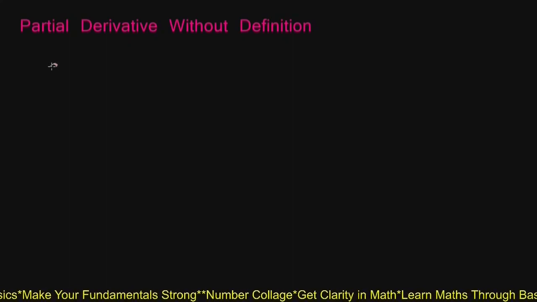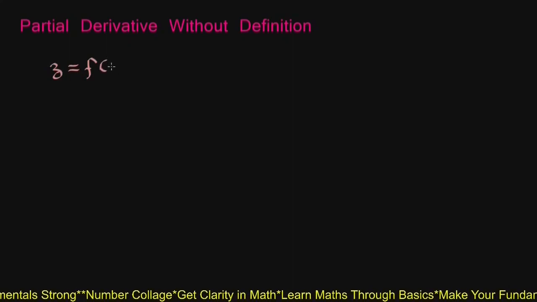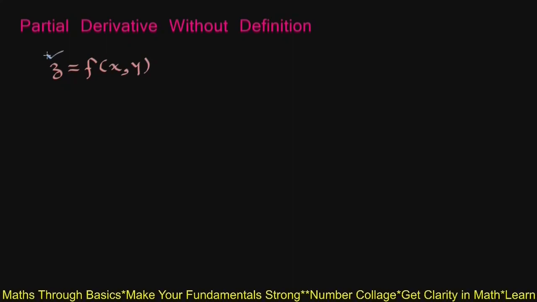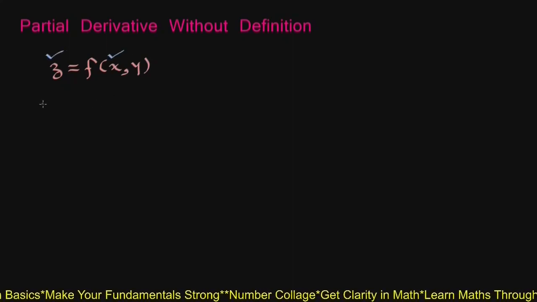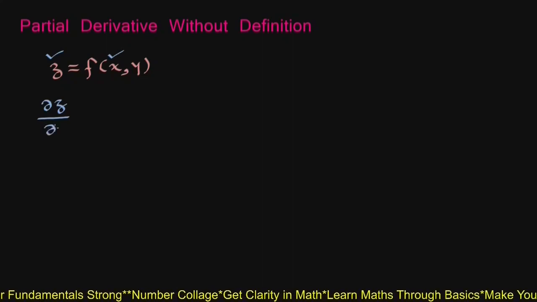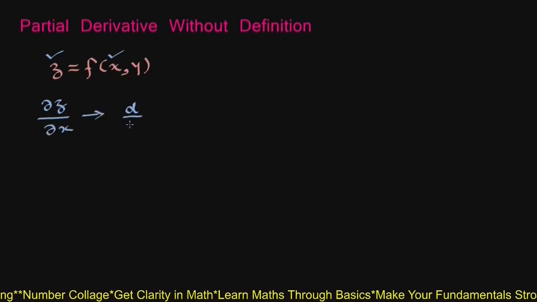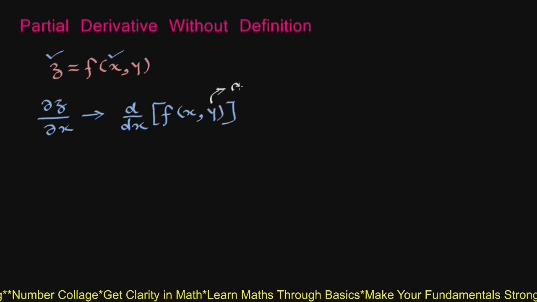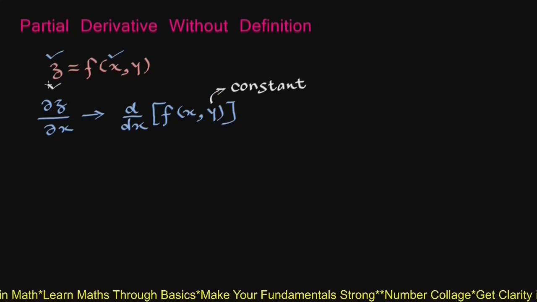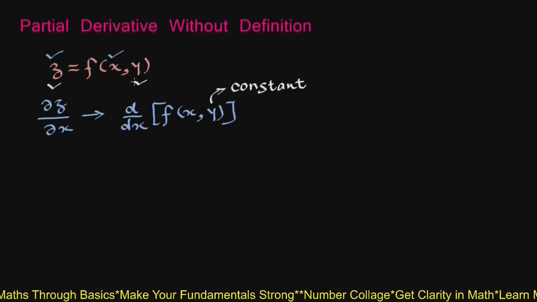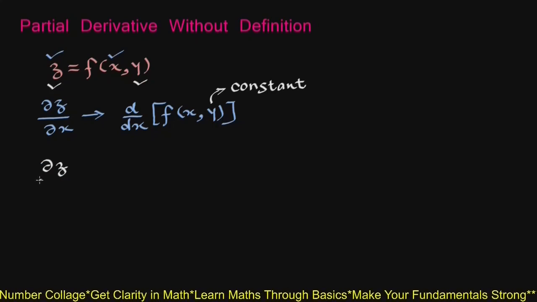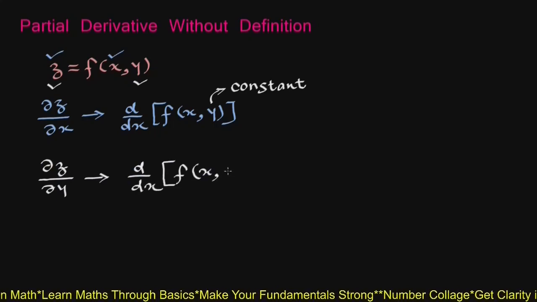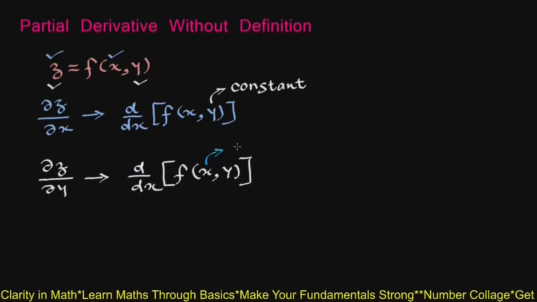For a function z, which is a function of two independent variables x and y, when we want to find the partial derivative of z with respect to x, we write ∂z/∂x and we find d/dx of f(x, y), treating y as constant. On the other hand, when we want to find the partial derivative of z with respect to y, we write ∂z/∂y and find d/dx of f(x, y), treating x as constant.